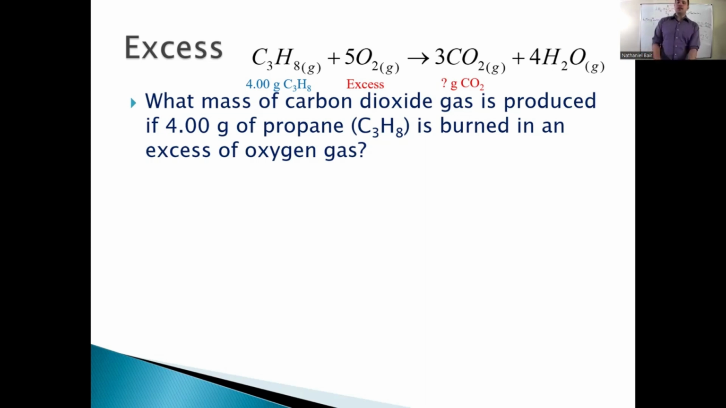Think about it. Most of the time when you burn something, the oxygen is in excess. Usually the fuel runs out before the oxygen in the room runs out, right? So combustion reactions are almost always excess problems. So this is like a real world problem. Say you burn 4 grams of propane in an excess of oxygen, which is generally the case. I want to know how many grams of CO2 you could make. Give this a shot. You got this.